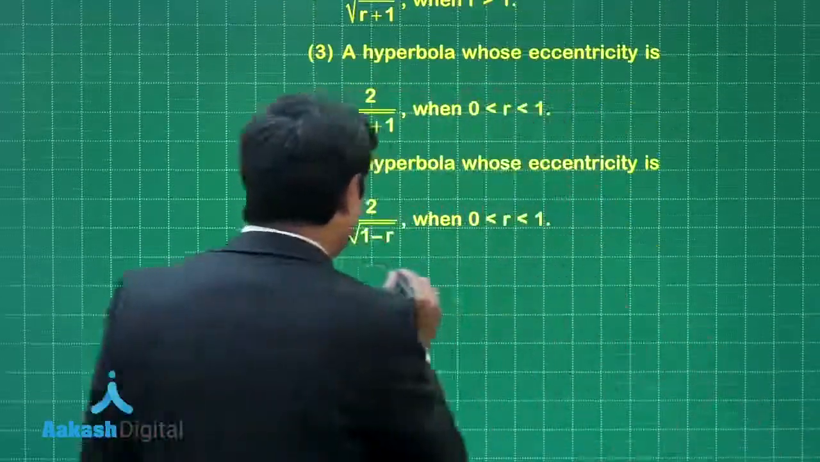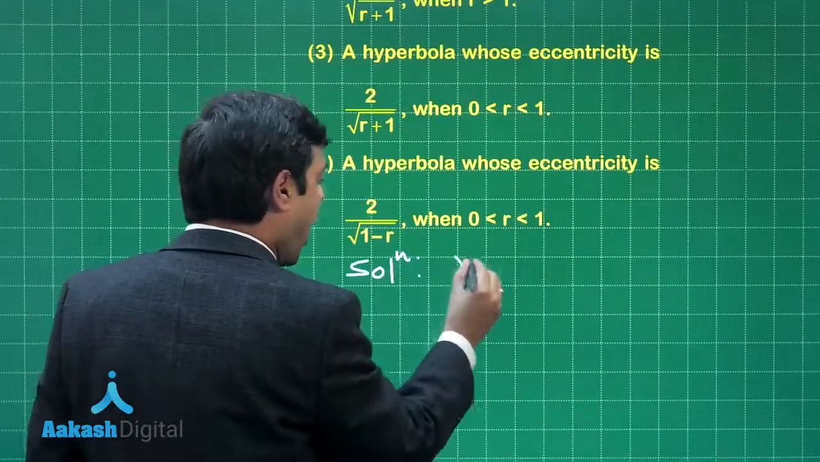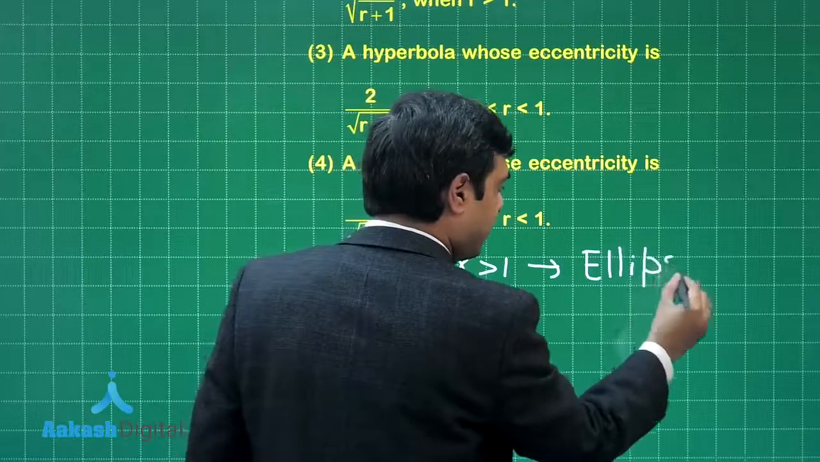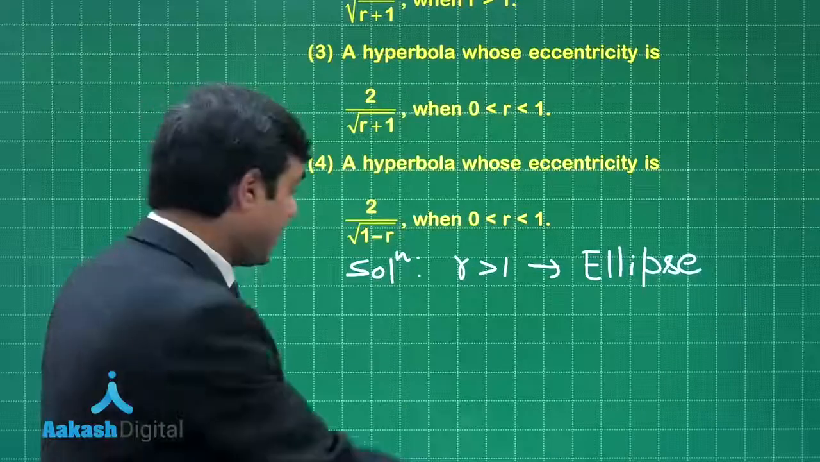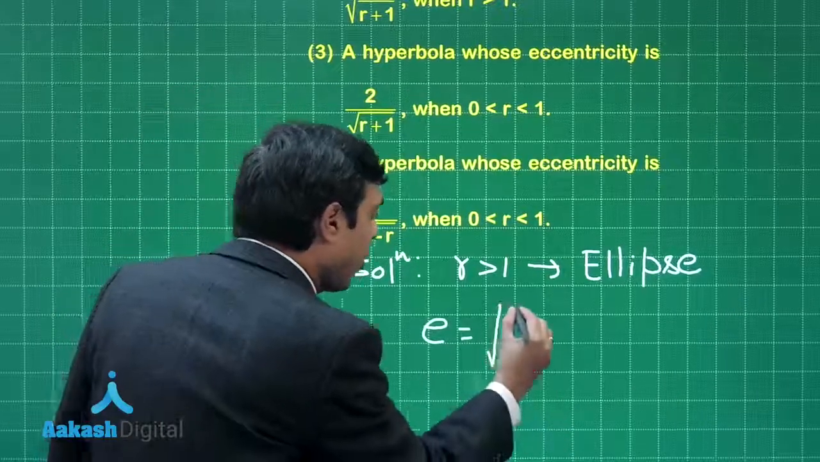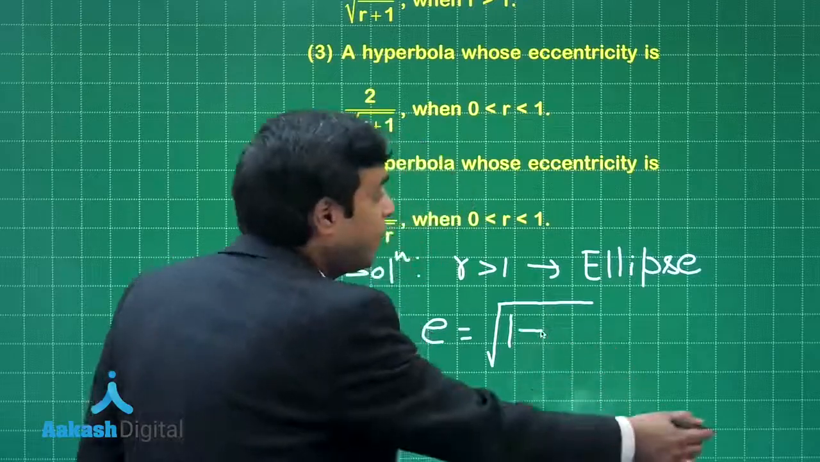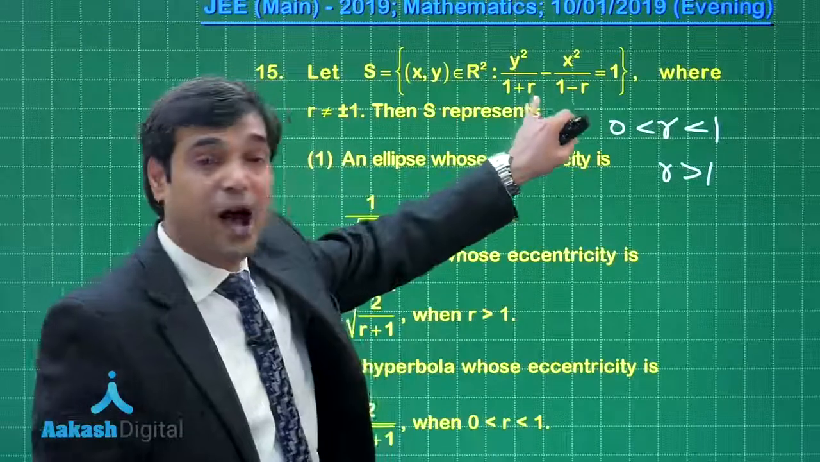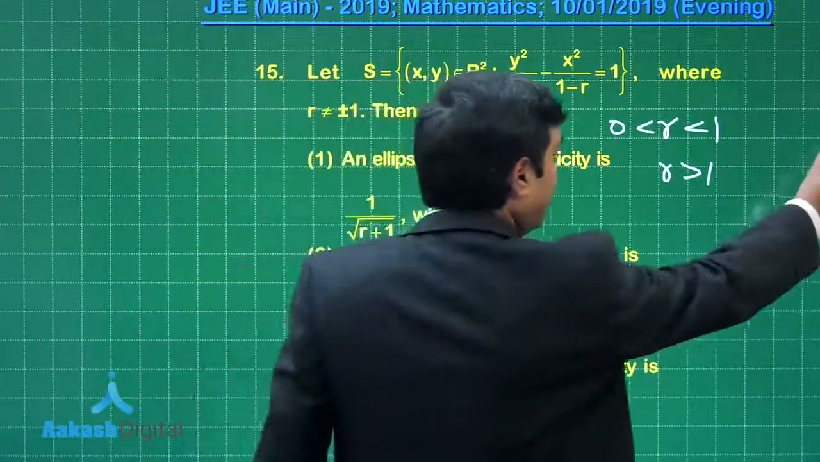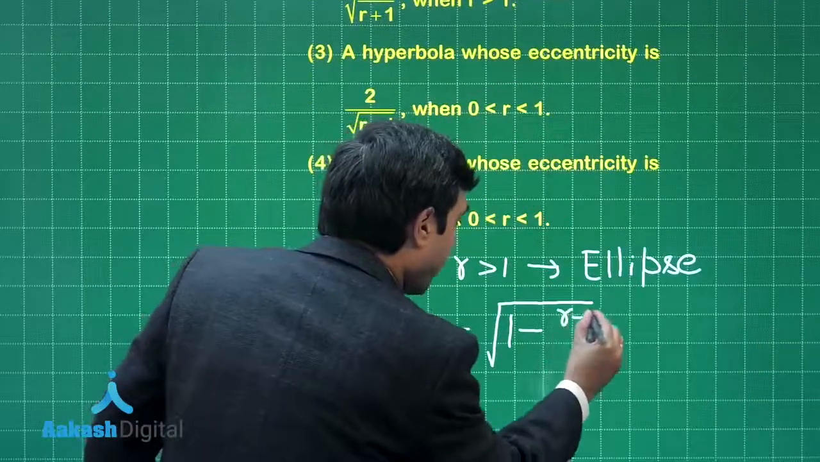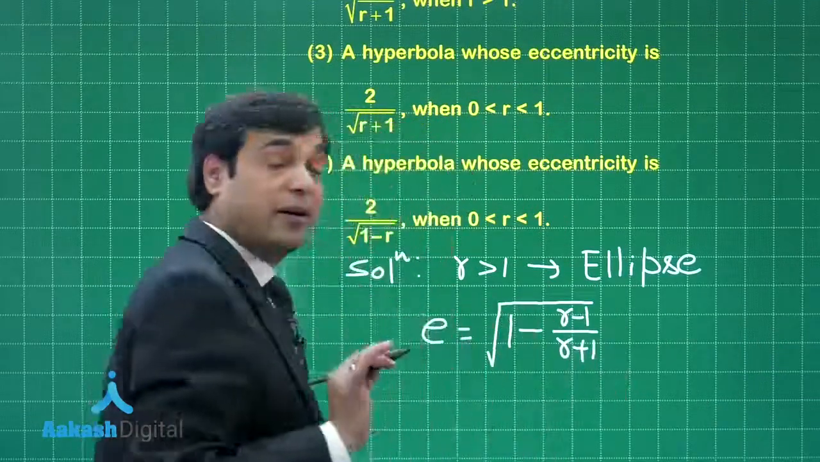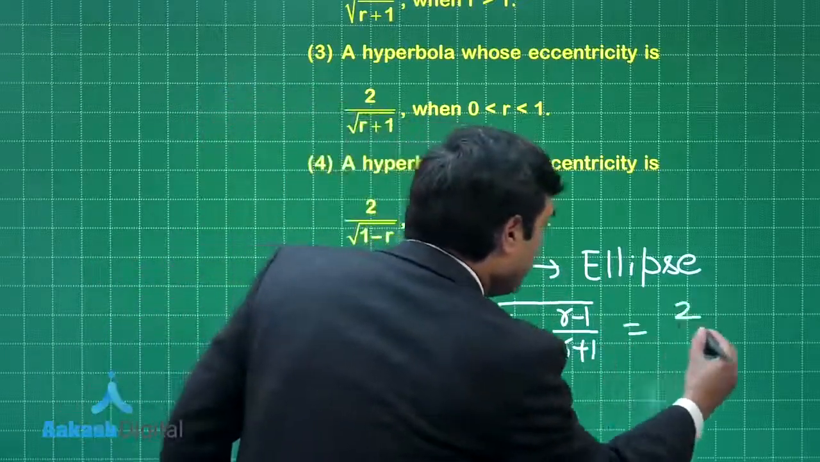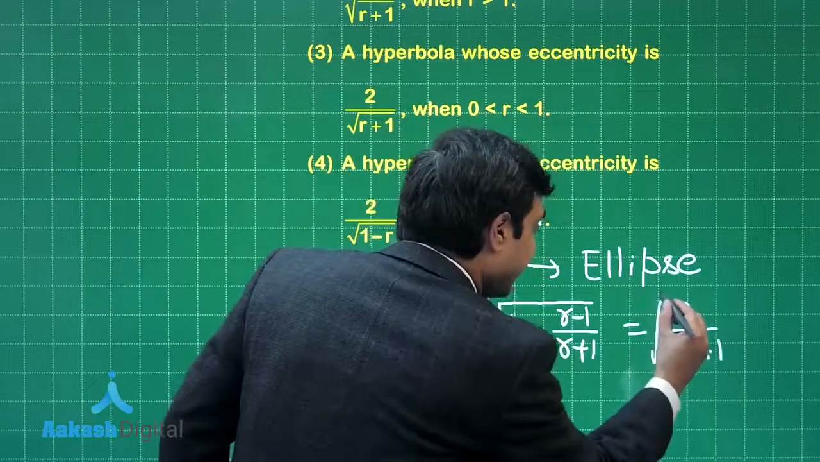Considering case 1, r is greater than 1. So clearly it is an ellipse in that case, and for an ellipse, the eccentricity is given by square root of 1 minus b square by a square. Now when you say b square by a square, you can clearly see b square is r minus 1 while a square is r plus 1. So right here r minus 1 upon r plus 1. When you take LCM, you can see r plus 1 minus r plus 1 gives you 2 upon r plus 1 inside the root sign.